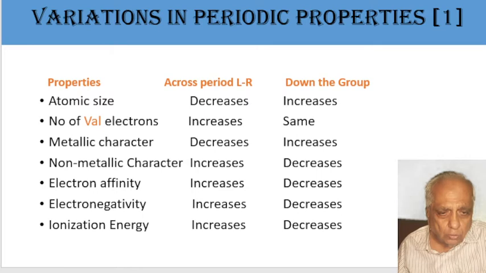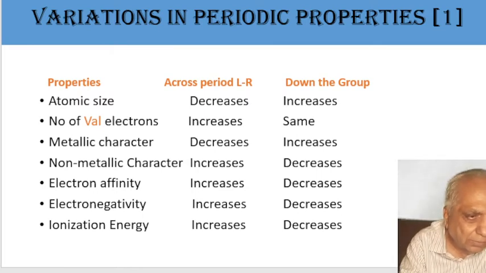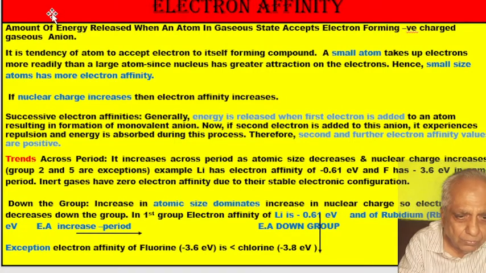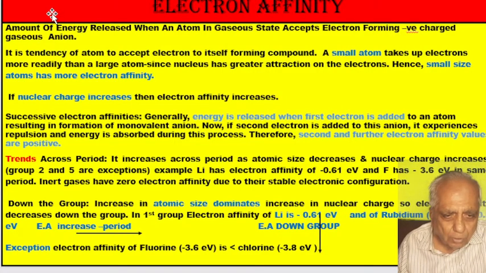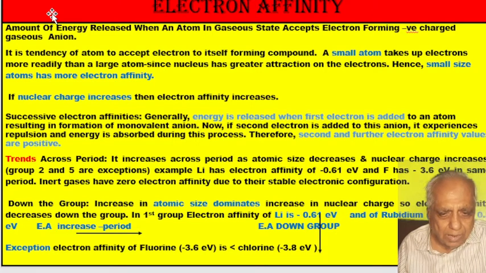Now, I told you to look at electron affinity carefully. I explained yesterday that electron affinity increases from left to right along the period and it decreases as we move down the group. I told you there is an exception: fluorine has minus 3.6 eV and chlorine has minus 3.8 eV. So chlorine has more electron affinity. Electron affinity means the energy released when one electron is absorbed or taken by an atom.